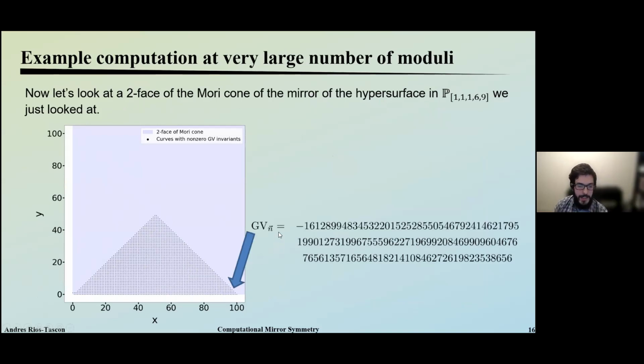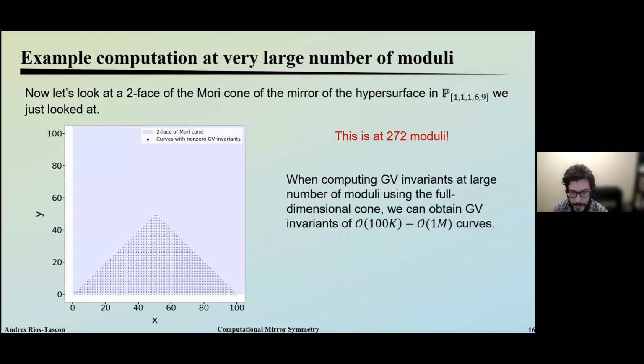So we can still see really gigantic GV invariants and interesting things happening. And keep in mind that this is at 272 moduli. This is something that was completely impossible to do before.